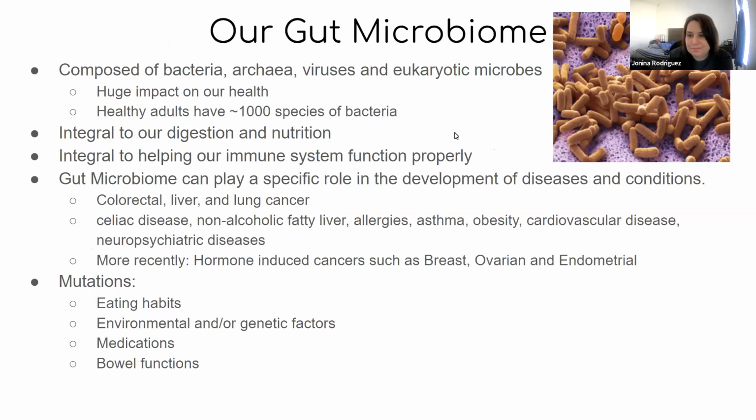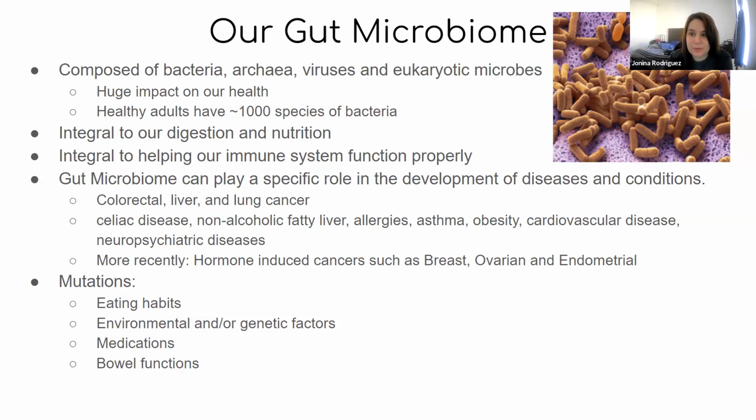So our gut microbiome, let's talk about it for a minute. So we know that it's composed of bacteria, archaea, viruses, and eukaryotic microbes. This helps us stay healthy, but it also does have a huge impact on our health because if those aren't healthy, it can actually cause us to be sick. And in healthy adults, we roughly have about 1,000 different types of gut microbiome and bacteria within our digestive system. Like I said, it is integral to our digestion and absorption of the nutrients we get from our food and diet. It's also integral to helping our immune system function properly.